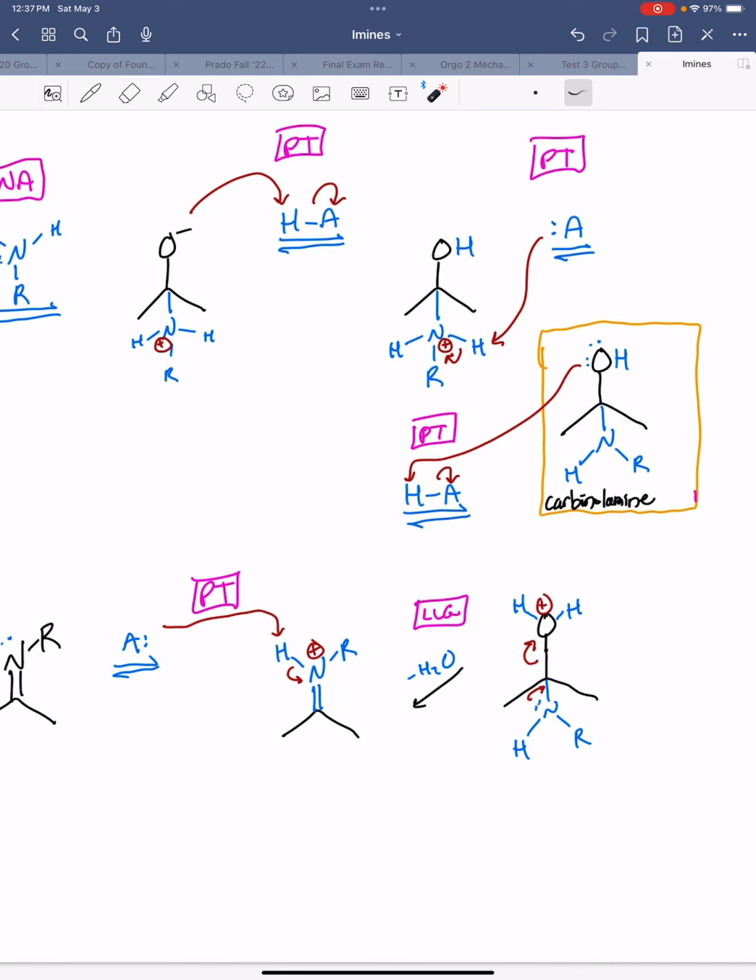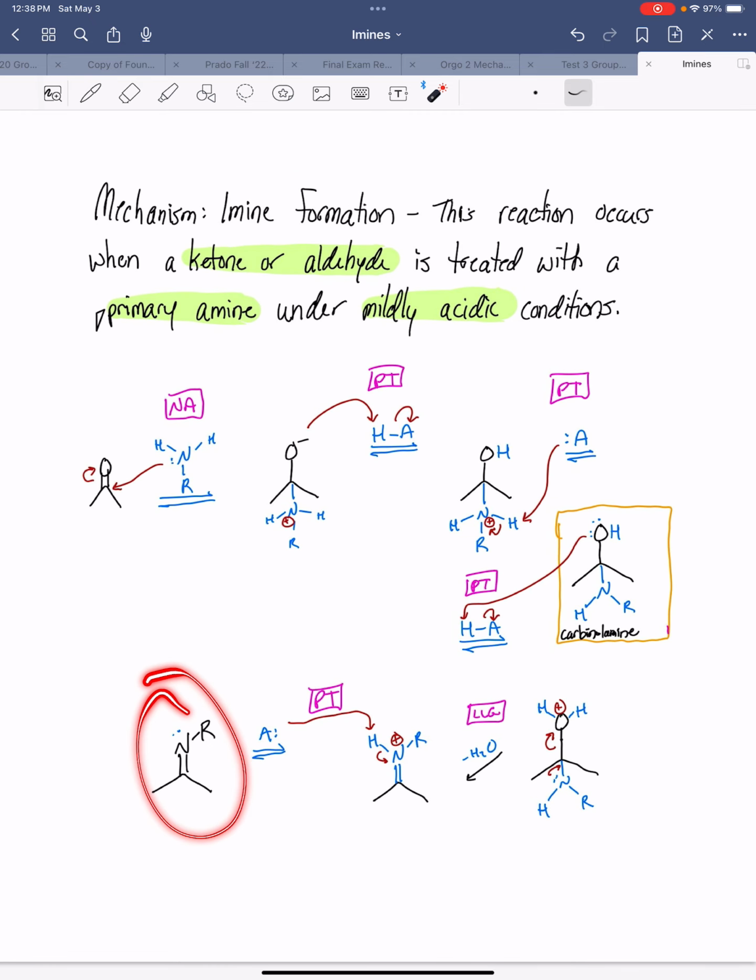Name of the game, balance out charges, can't leave anything with a charge on it. So our conjugate base of whatever our acidic conditions was is going to come along, deprotonate this, and take us to this nice endpoint that of course we call an imine. So this is the mechanism.